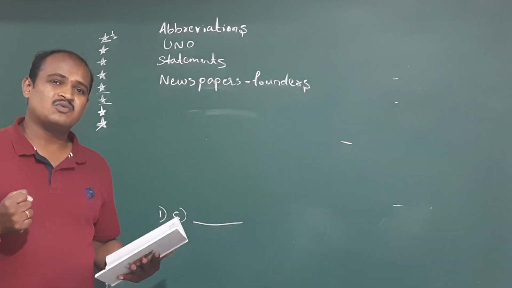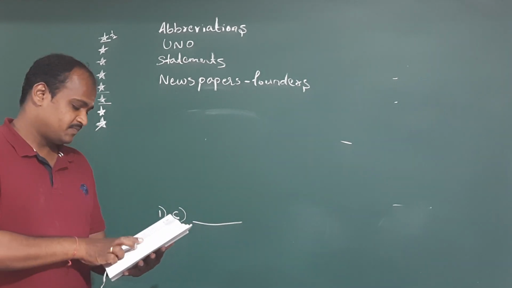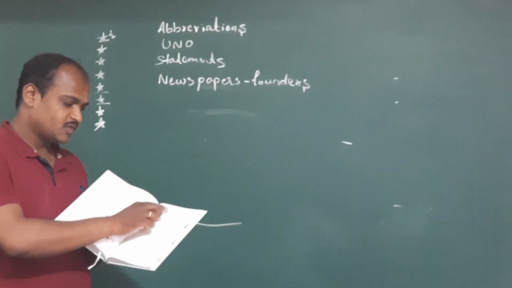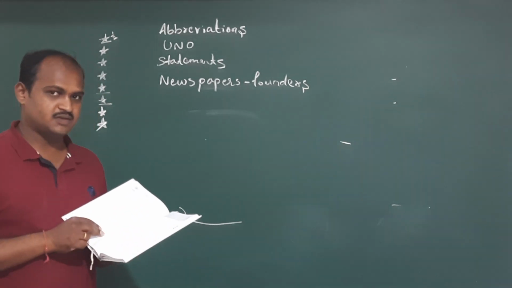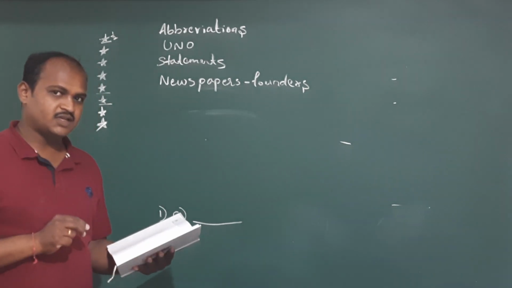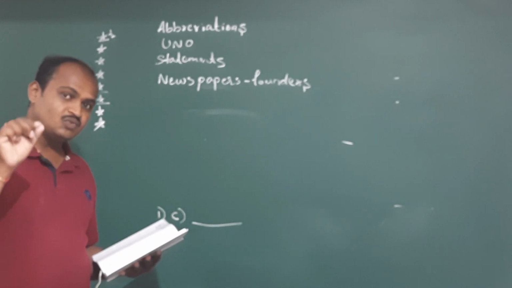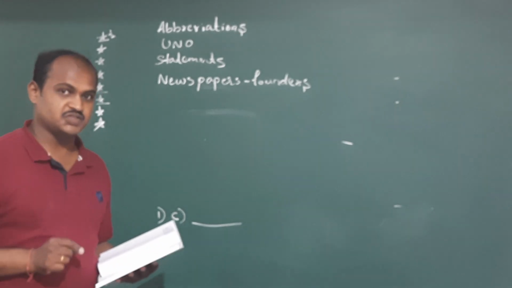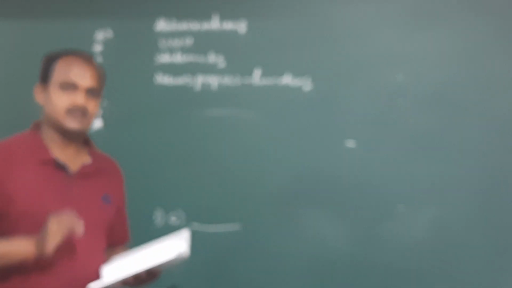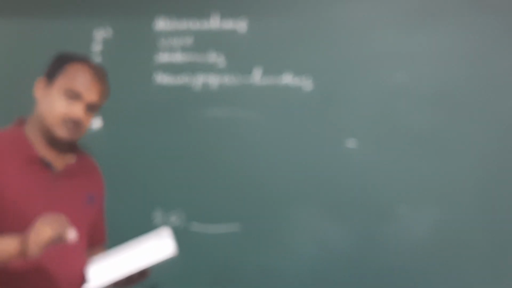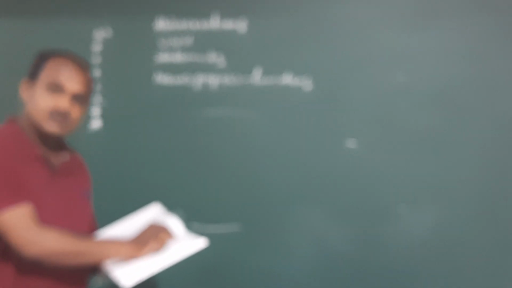Yes, sir, in that one, what should we do? See, the first one, abbreviations. Okay, there are 39 chapters. Out of 39, a minimum of 16 to 18 chapters have abbreviations. After completion of each chapter, you will write the abbreviations here.